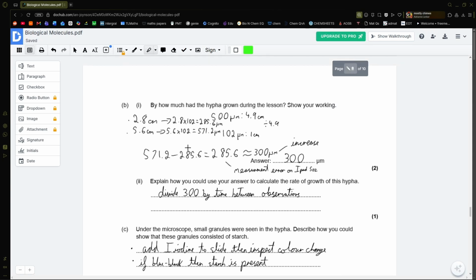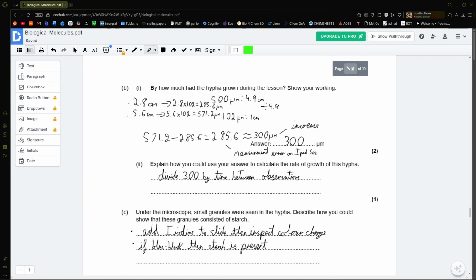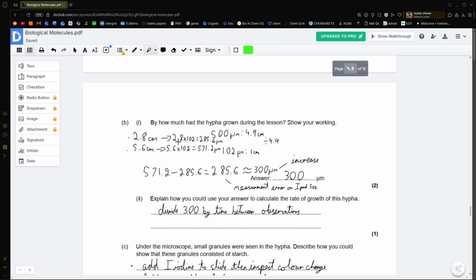Alright, so if we know 500 is 4.9 from that distance there, we can do the same thing where we get the ratio. 4.9 divided by 4.9 is 1, 500 divided by 4.9 is 102. So we know for every centimeter we measure, that's 102. So 2.8 centimeters is 2.8 times 102, which is equal to 285.6. For 5.6 centimeters, 5.6 times 102 is equal to 571.2.